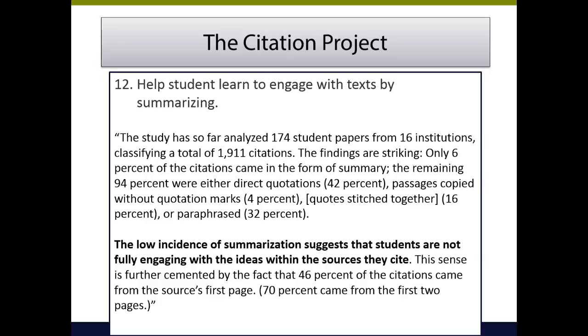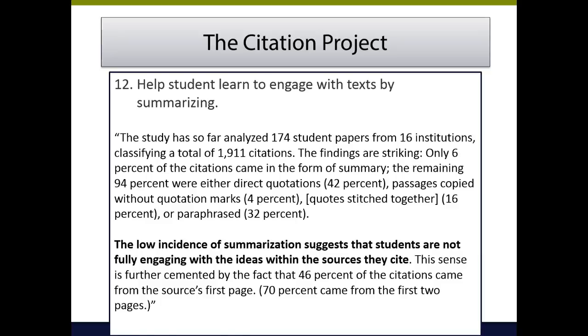The Citation Project analyzed all these papers, almost 2,000 individual citations, and one of the most interesting findings was that only 6% of the citations came in the form of summary. Almost all of them were direct quotes or what should have been direct quotes. As someone who teaches ideas and philosophy, I'm really more interested in whether my students can summarize the ideas in their own words. Since only 6% of the students were doing that, it may be that they didn't understand the stuff in the first place. They were just doing the citations, right? I need to do 6 quotes, so I'm going to find 6 quotes.